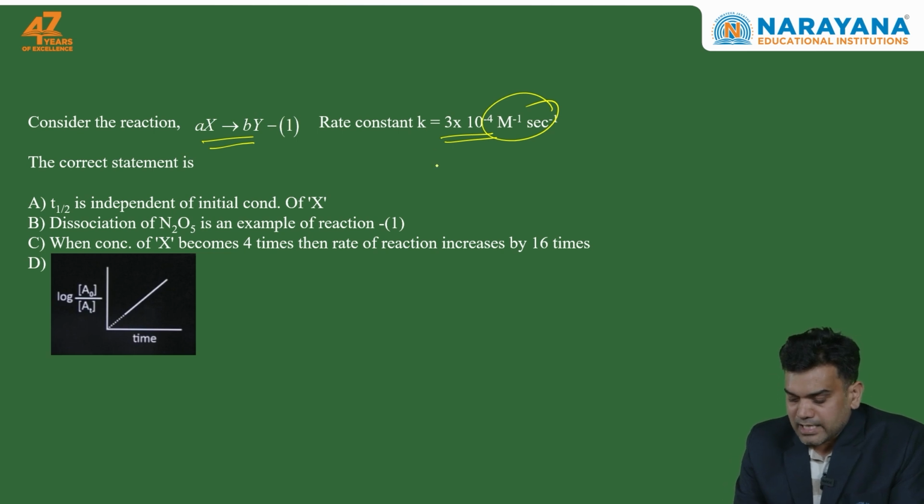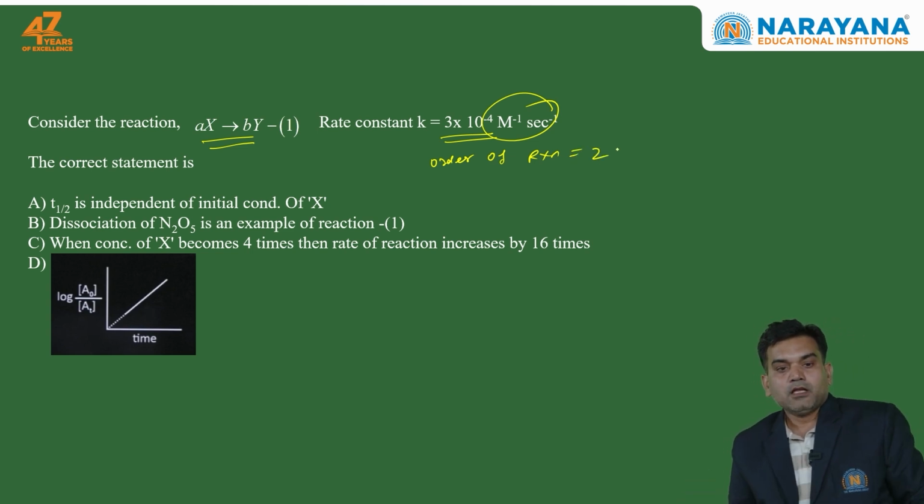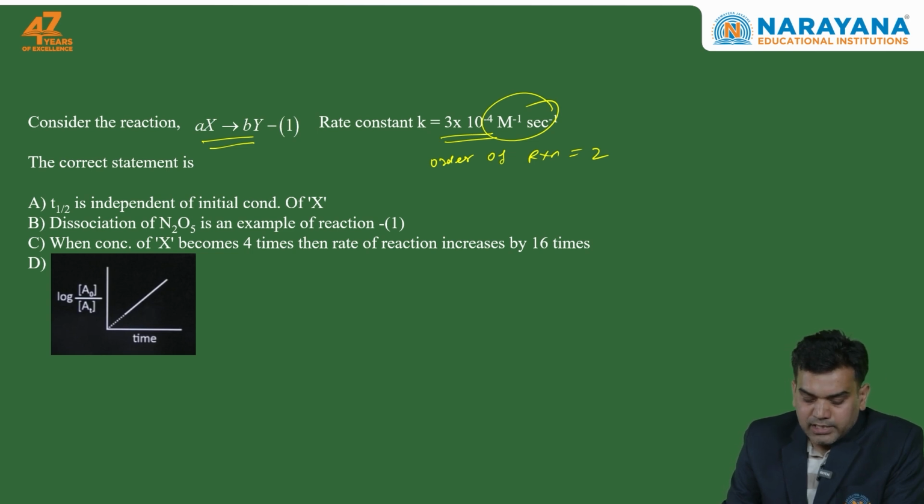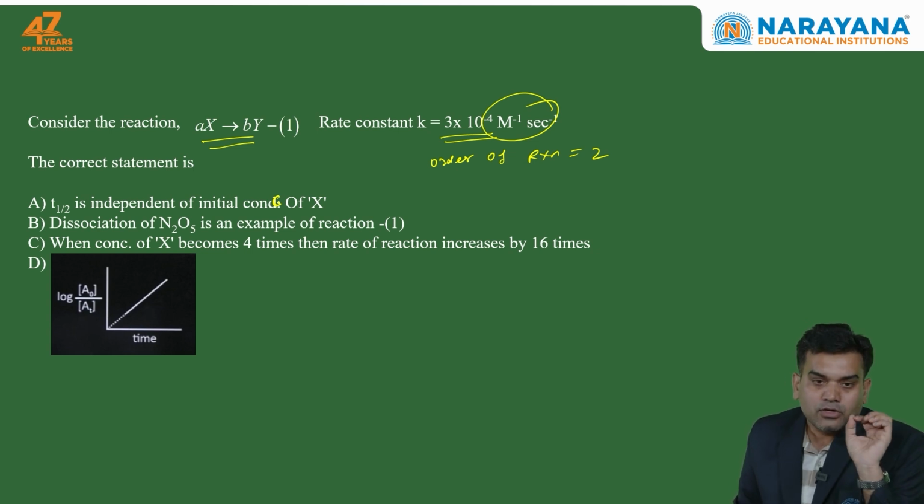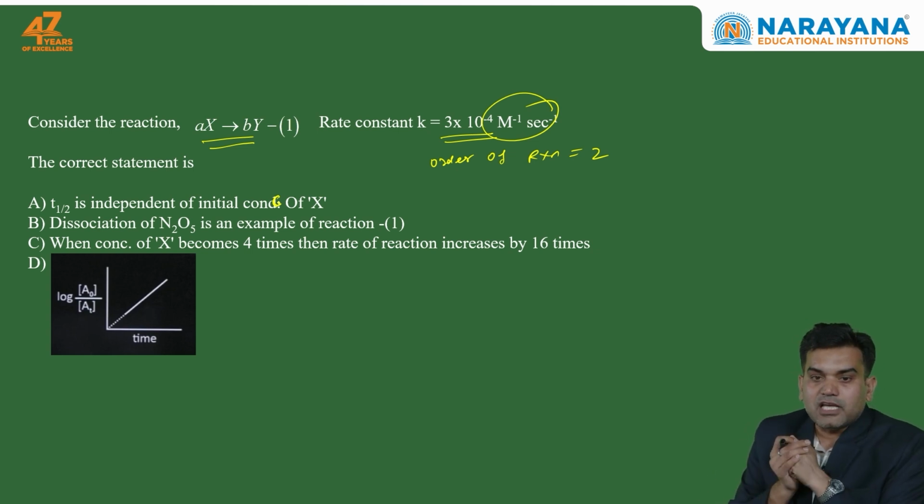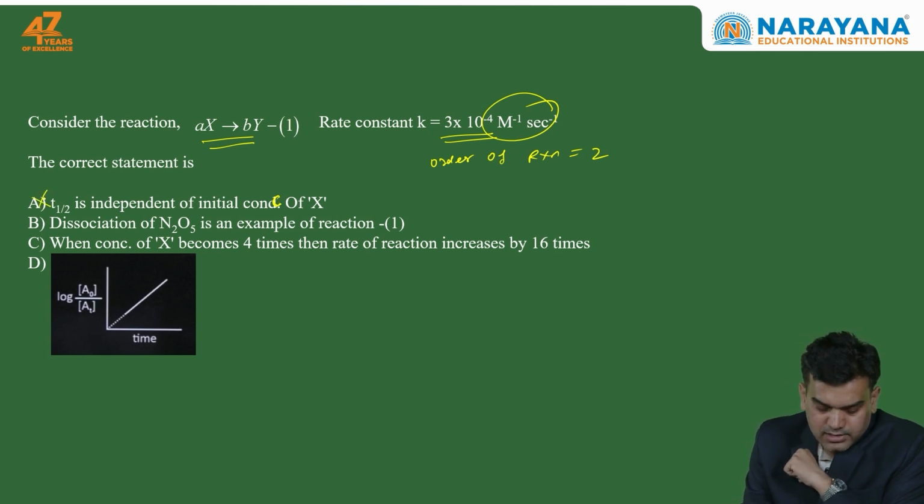So from here I can say that the order of reaction, the given one, is 2. So the first option, that T half is independent of the initial concentration of X. T half is independent of the initial concentration of the reactant only for reactions having first order. So this is a second order reaction, so I cannot say this statement is correct for the given case.